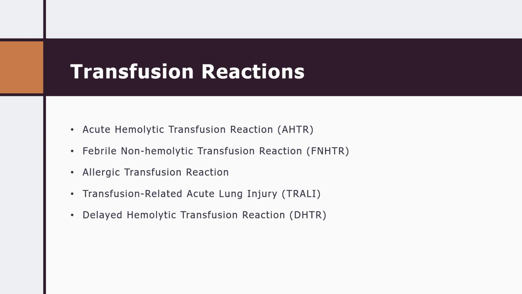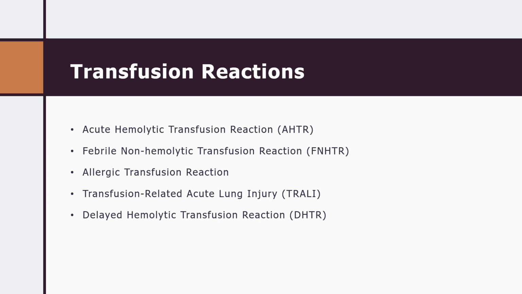First, we have the acute hemolytic transfusion reaction. This is the most severe type of transfusion reaction and occurs when the recipient's immune system attacks and destroys donor red blood cells. It typically happens due to ABO blood group incompatibility, where the recipient's antibodies recognize the donor's red blood cells as foreign and mount an immune response. Symptoms can include fevers, chills, chest or back pain, hemoglobinuria, which is the presence of hemoglobin in urine, hypotension, and even disseminated intravascular coagulation.